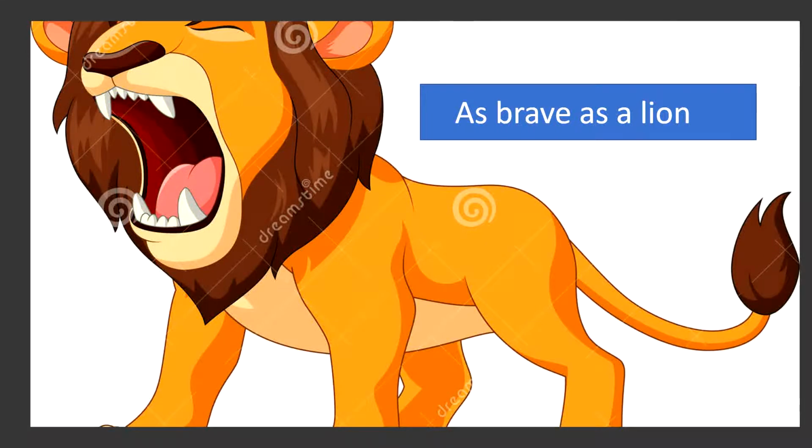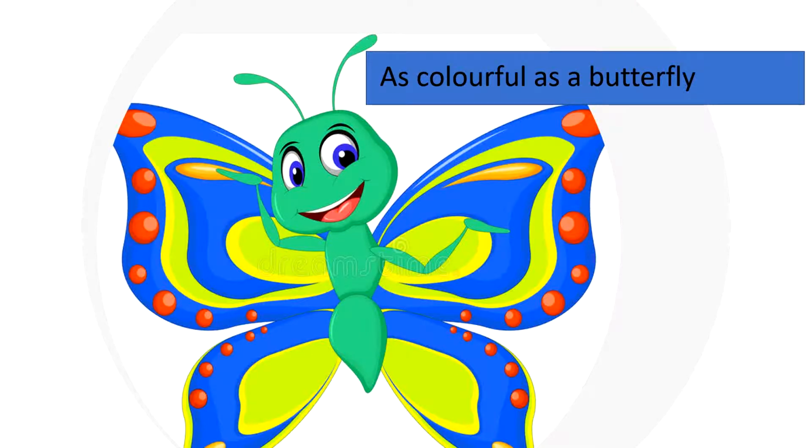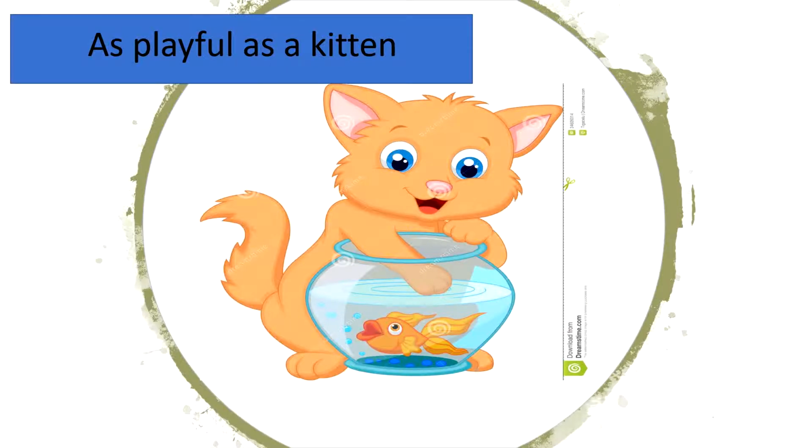As brave as a lion. The lion is supposed to be the king of the jungle. So you say as brave as a lion. Tanaji was as brave as a lion. As tall as a giraffe. This I've already explained. As colorful as a butterfly. You say this painting is as colorful as a butterfly, or Anita's dress is as colorful as a butterfly. As playful as a kitten.